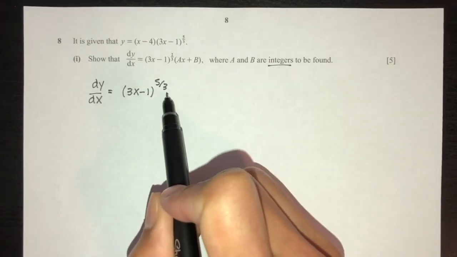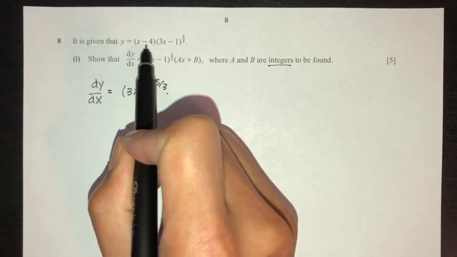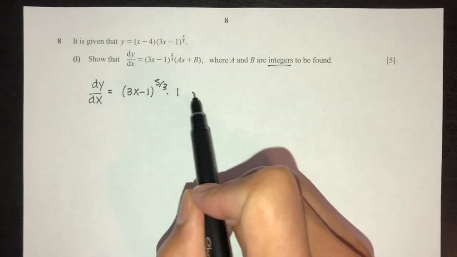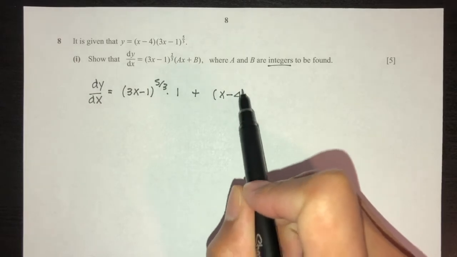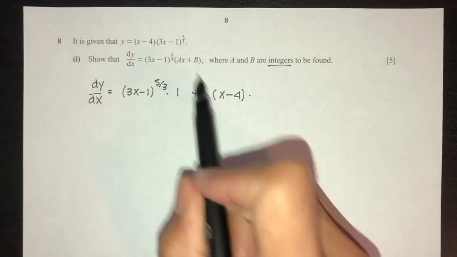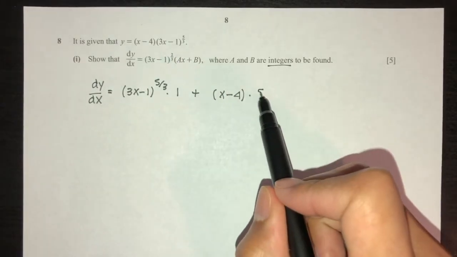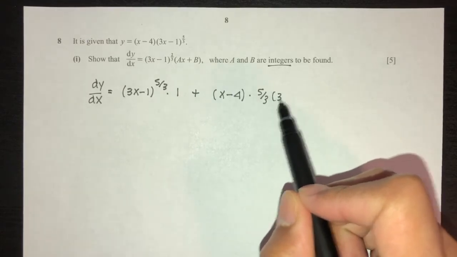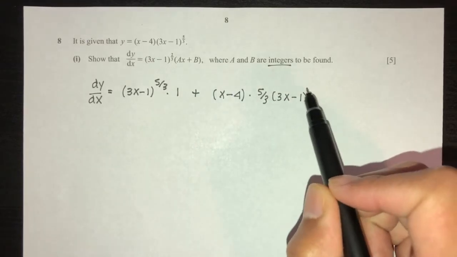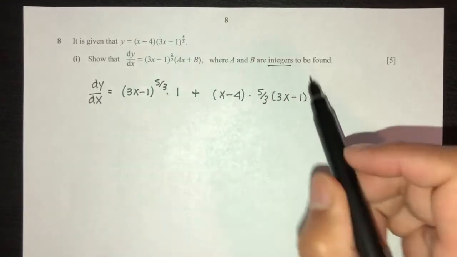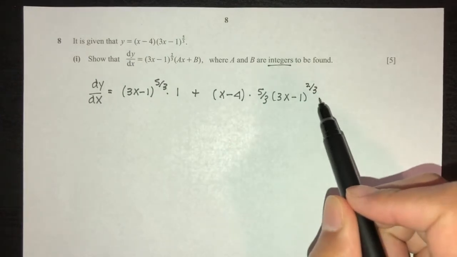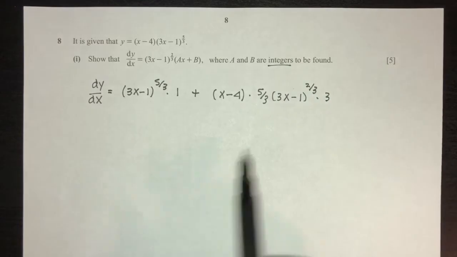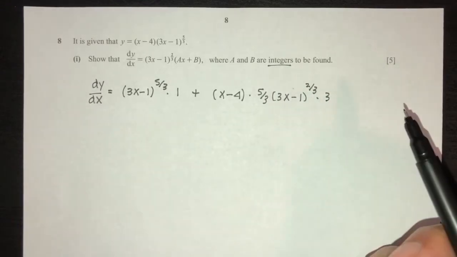Then we have to multiply by the differentiation of this one, that will be just 1. Then we plus, then we leave this one alone, x minus 4, times the differentiation of this one, that will be 5 over 3 times 3x minus 1 power 2 over 3, times 3 for this differentiation. Now we have to simplify.